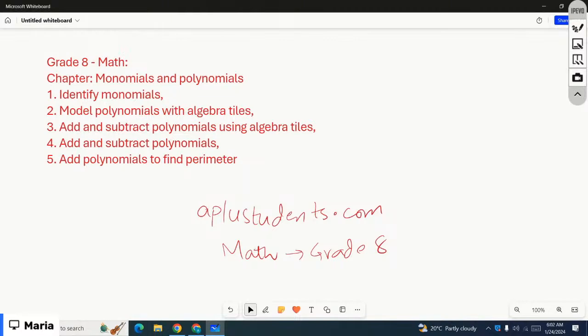There you can find a list of the chapters. We're going to start with the chapter monomials and polynomials. And the lessons we're going to cover today are identify monomials, model polynomials with algebra tiles, add and subtract polynomials using algebra tiles, add and subtract polynomials, and add polynomials to find parameter. So please make sure you have your notebook and pencil so that you can note down the important examples and definitions as well. Let's just start with the lesson.